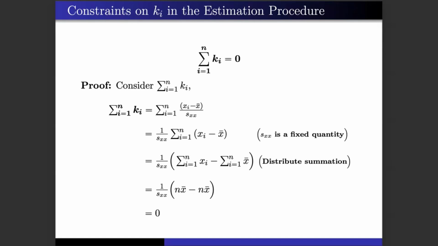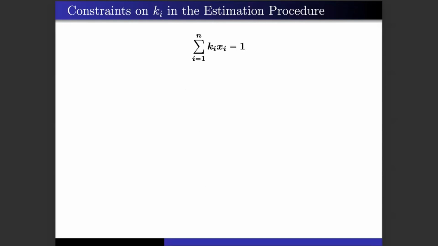Let's look at the second property of this ki. The second property of this ki is that summation ki xi is equal to 1. To prove this property, let's start with summation ki xi. Again, plugging in the value of ki, which is xi minus x bar divided by sxx, we get summation ki xi is equal to summation of xi minus x bar times xi divided by sxx.